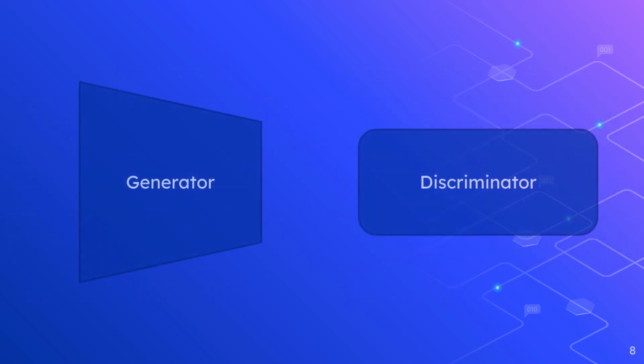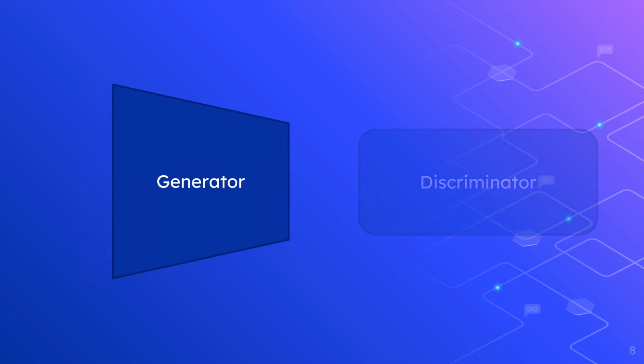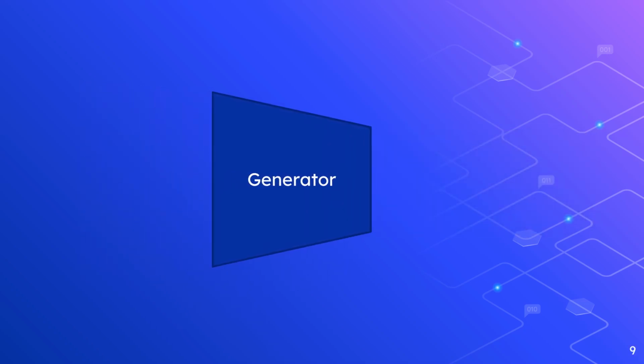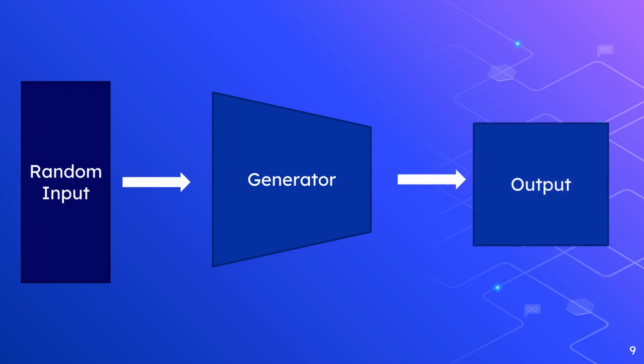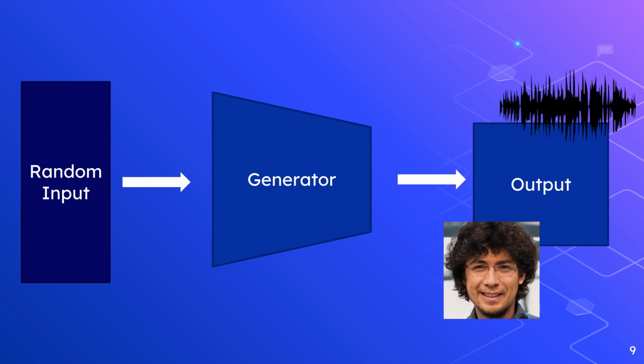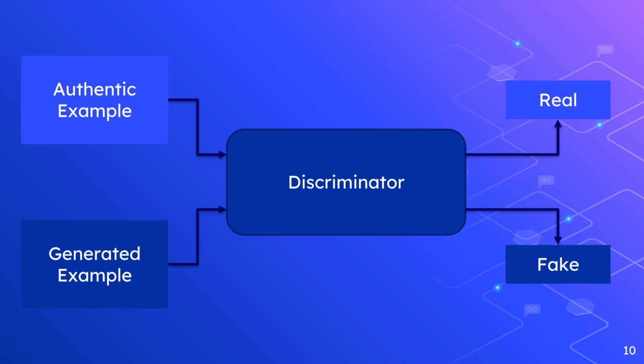A GAN consists of 2 neural networks, a generator and a discriminator. The generator takes some random input and creates an output. The output could be an image or a sound depending on what type of data you're processing. The discriminator classifies examples as real or fake.